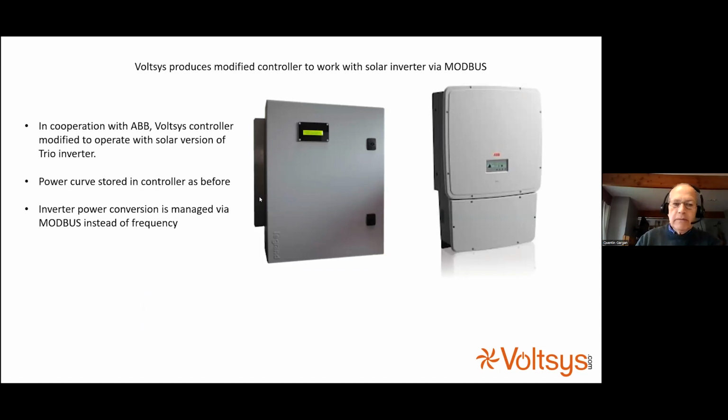In conjunction with ABB, who ran Power One at the time, we developed a controller to operate with their solar version of their inverters. So the power curve now is stored inside a controller made by us, and through Modbus we disable the MPPT tracking in the inverter, and through Modbus we tell the inverter how much power to convert. We go through that sequence of reading the voltage or the frequency of the turbine, looking at the power table, and sending a message to the inverter several times per second, so that the inverter very quickly and rapidly is kept pulling the correct amount of torque from the shaft of the generator and converting that to electricity.